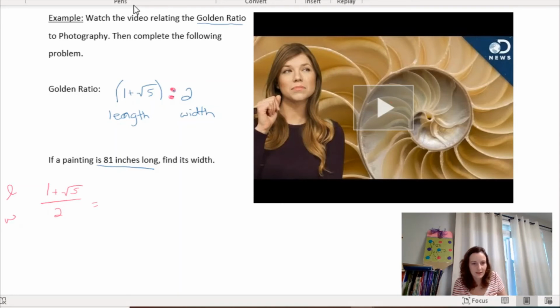Now, if the painting is 81 inches long, I want to find the width. So this is a proportion problem where 81 should go in the numerator because I already established that my lengths are in the numerator, divided by the width that we don't know. So we'll use a variable here. Now remember, to solve proportions, we need to cross multiply. I'm going to bring the w out front. 1 plus the square root of 5 times w is equal to 2 times 81.